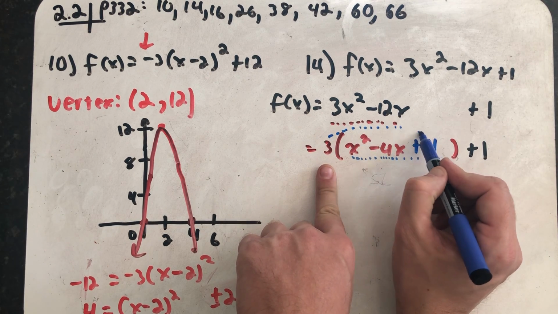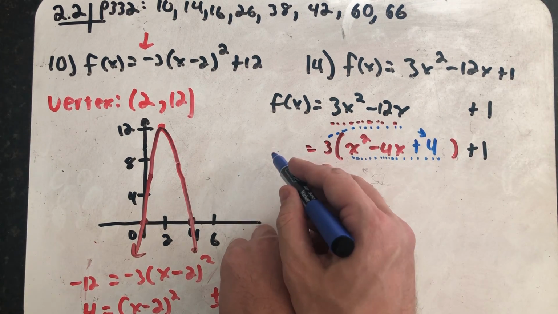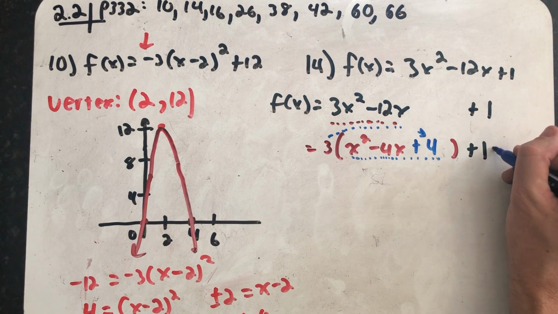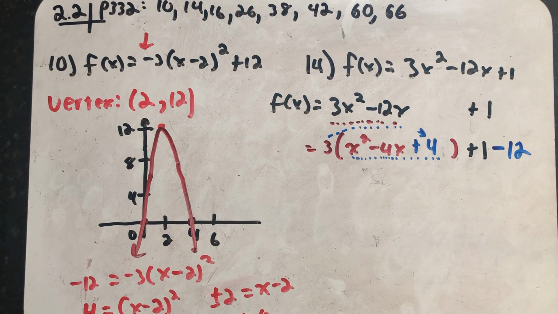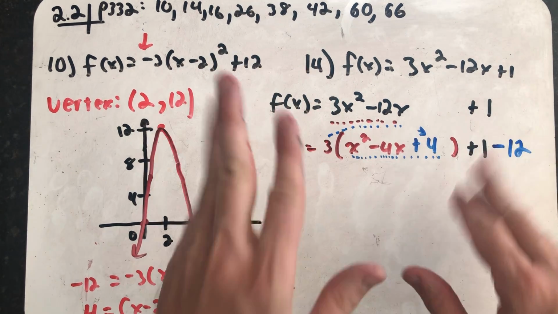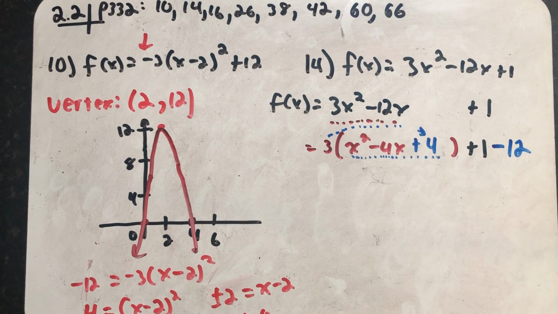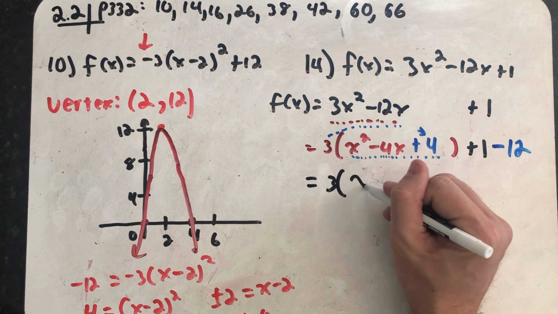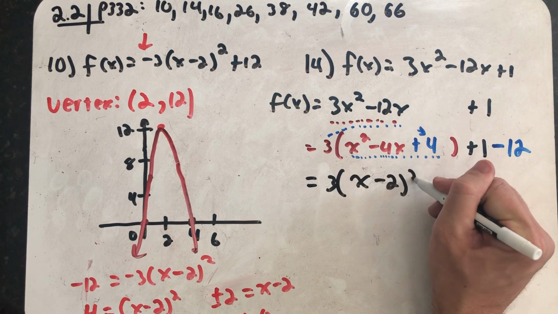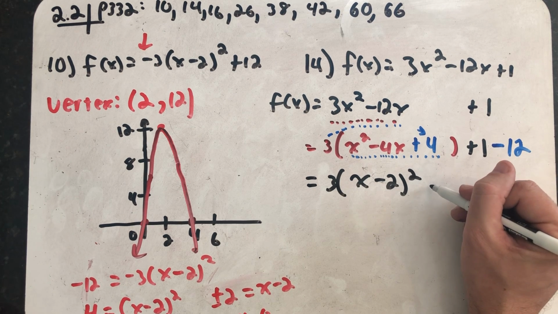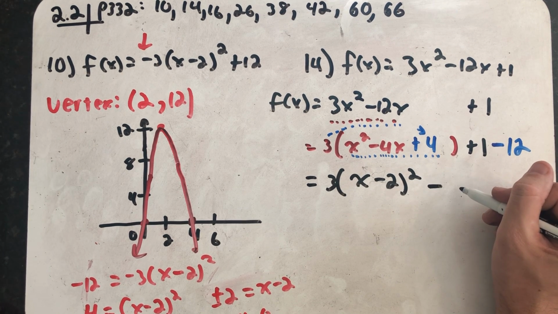I added 12. And again, I can't add 12 to the other side because I still want it to say f of x equals. So out here, where this 1's hiding out, I'm going to take away 12. Because if I add 12 and take away 12, nothing happened. I can now factor this perfect square trinomial into an x minus 2 all squared. Plus 1 minus 12 would give me a minus 11.